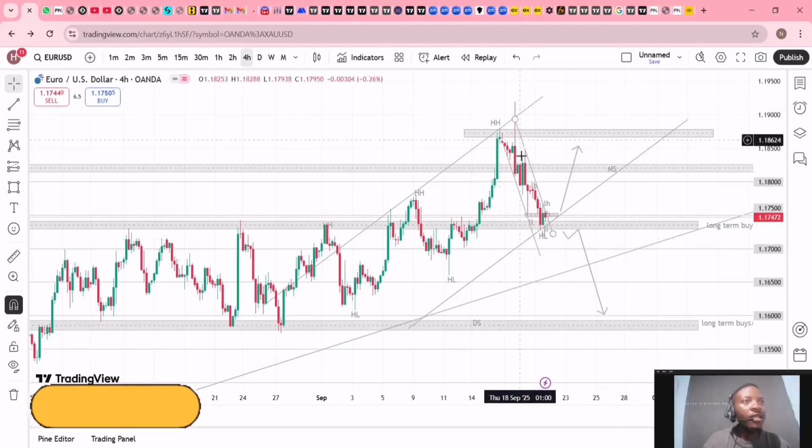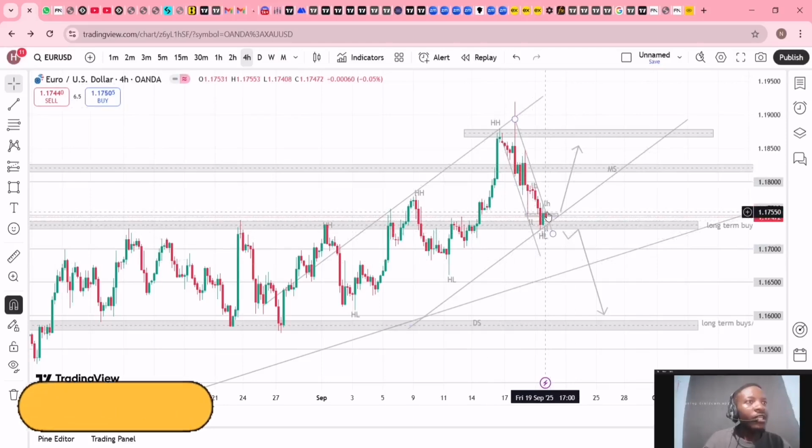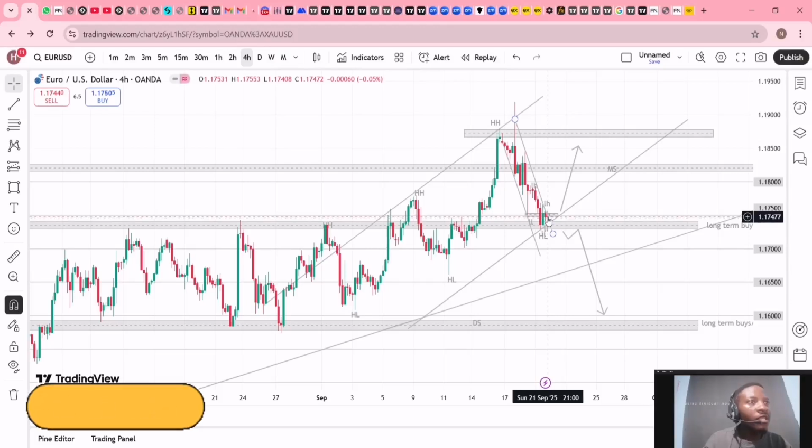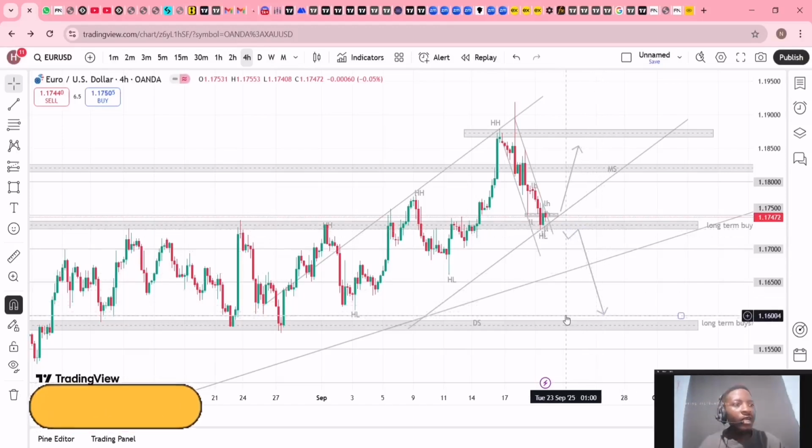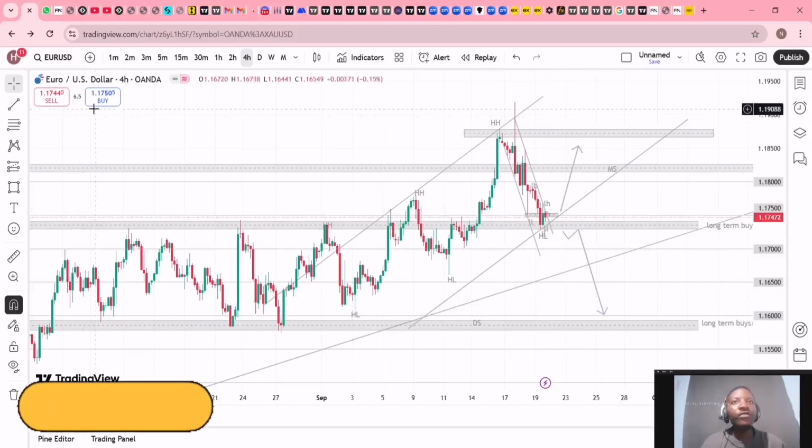So right here, my counter trend has been equally placed. So what I expect to see mostly is a break and retest of this area that we push to the up, or we see a break and retest of this zone for us to have a massive sell. So this is what I'm seeing for EURUSD.